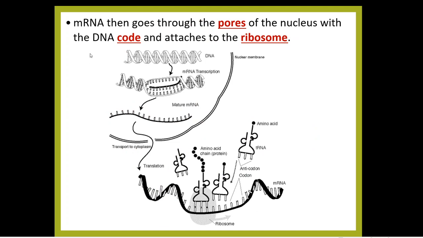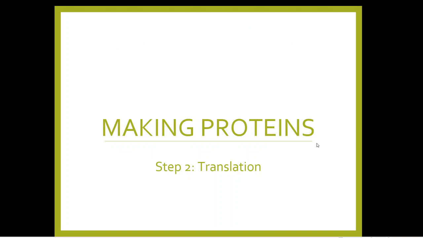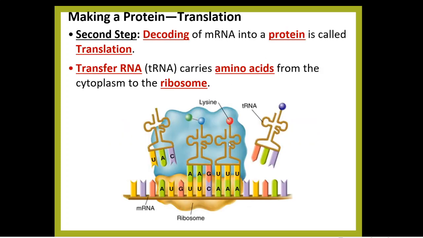And so mRNA then goes through the pores of the nucleus with the DNA code and attaches to the ribosome. So here's our DNA inside our nucleus here, okay? And we get mRNA. Mature just means it's been transcribed. So it becomes RNA, it leaves the nucleus here, and then it heads out to the ribosome, and the ribosome starts reading it, okay? And then we'll talk about the next step, which is translation. So the whole transcription is from DNA to mRNA, and then the mRNA leaves and heads to the ribosome before it gets translated.